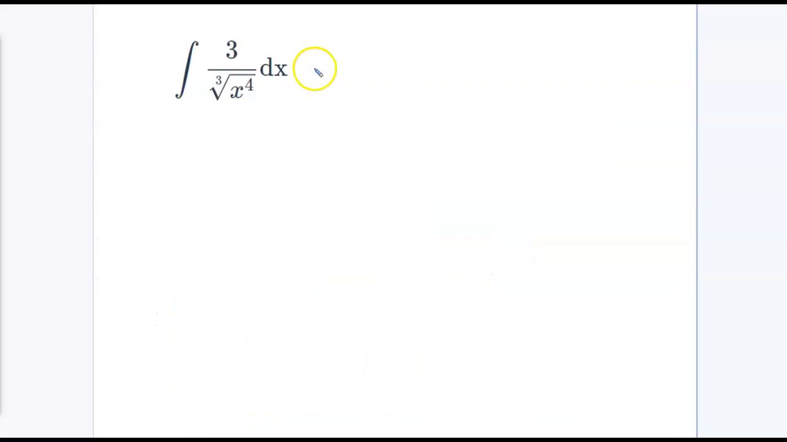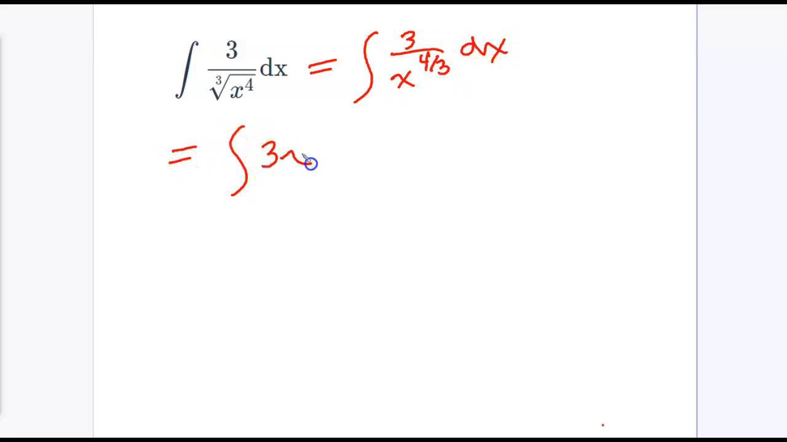In our next example, I want to rewrite this. Again, this is really 3 over x to the 4/3 dx. And then I want to move that x to the 4/3 up to the top, so it becomes negative. Now, if you want, you could take this 3 and move it out front, integrate your x to the negative 4/3 and then multiply by 3, or you can keep the 3 inside as personal preference.